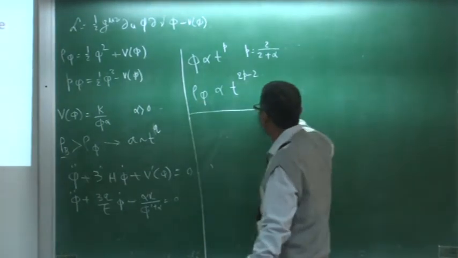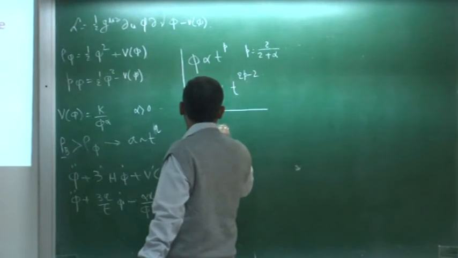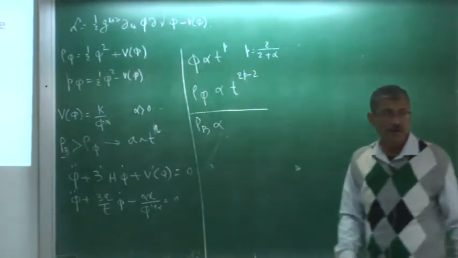Now in your background universe, what is the time dependence of rho b, even if it's matter or radiation?